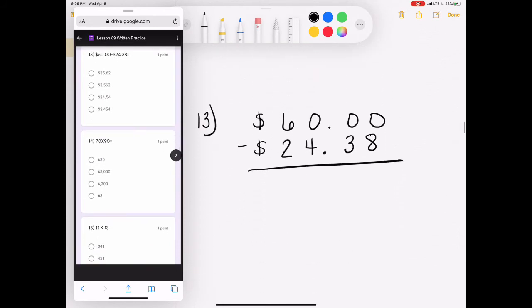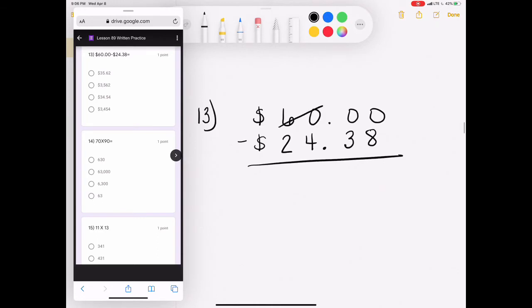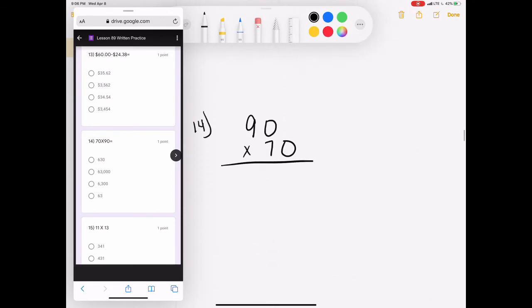13, $60 minus $24.38. 60 is going to become 59. 0 is a 9. This 0 is a 10. 10 minus 8 is 2. 9 minus 3 is 6. Bring down your decimal. 9 minus 4 is 5. 5 minus 2 is 3. $35.62. Please make sure you use a decimal.